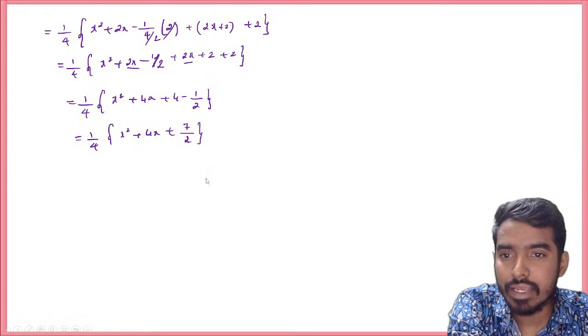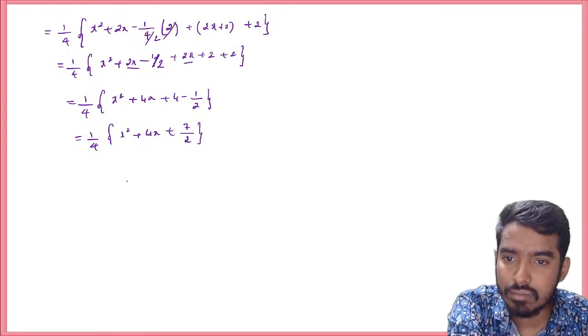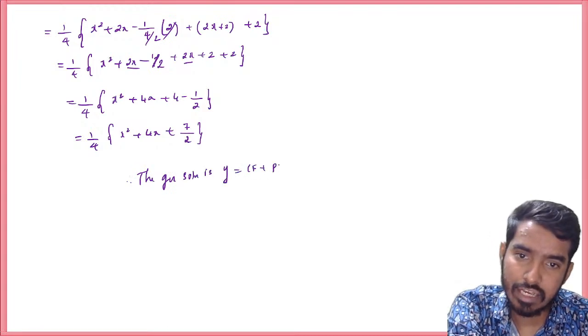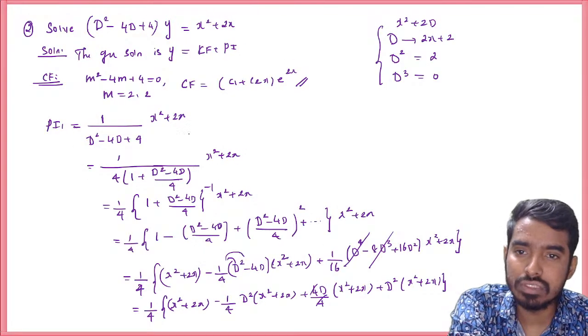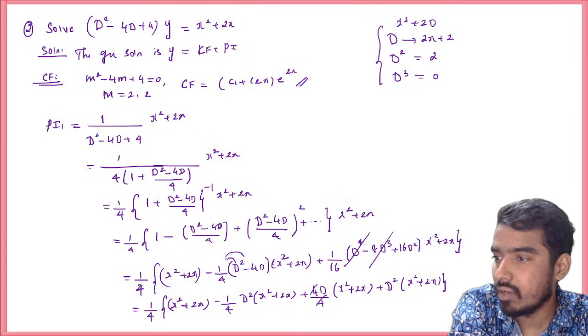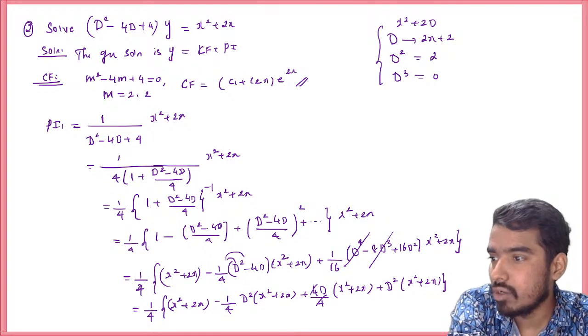So here it is our PI. So therefore, the general solution is given by y is equal to CF plus PI, right? So we know CF and we know PI also. Just add it up to get the required answer, right?